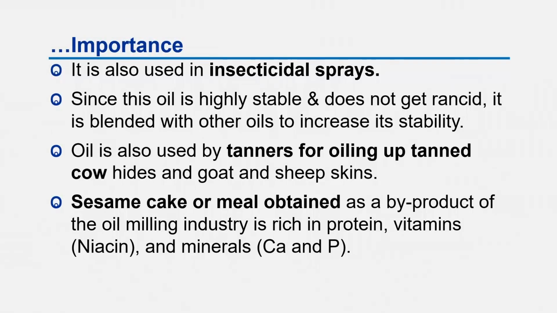Oil is also used by tanners for oiling up tanned cow hides and goat and sheep skins. Sesame cake, or you can also call sesame meal, obtained as a byproduct of the oil milling industry, is rich in protein, vitamins, particularly niacin, and minerals like calcium and phosphorus. So, it is really a good source of calcium and phosphorus.